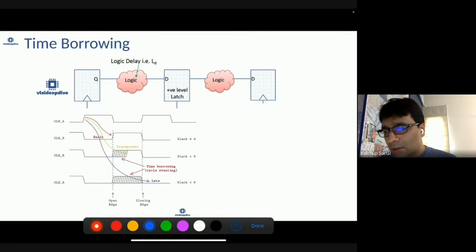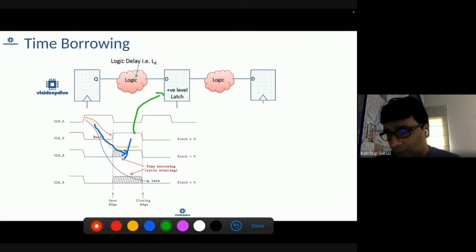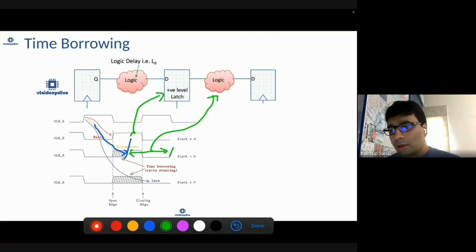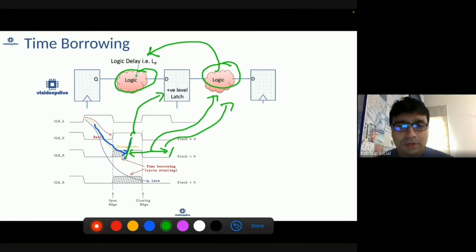But in case of latch, data arrives later here, and your data gets captured here. And for the next logic, you get a little less than one clock cycle to meet timing. So latch allowed you that flexibility that if this logic delay was more and maybe this logic delay was lesser, you can still meet timing by allowing some data to take some time from there to here and give less than one clock cycle for the next logic. This is known as time borrowing.